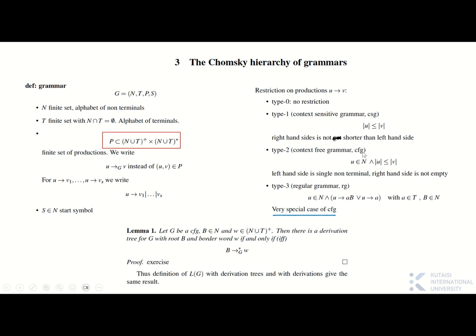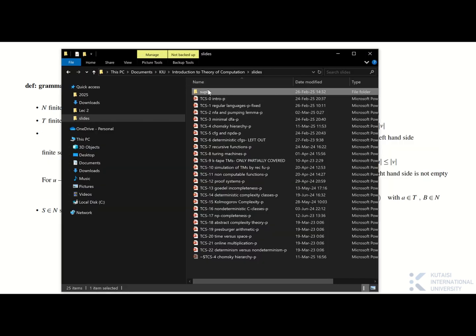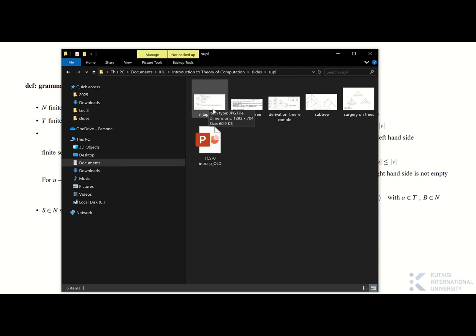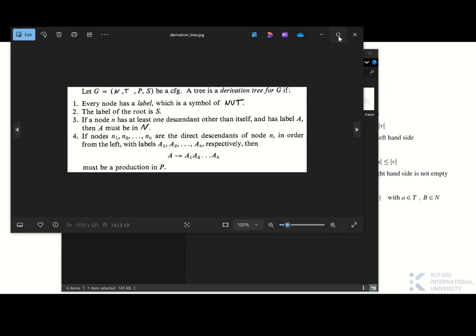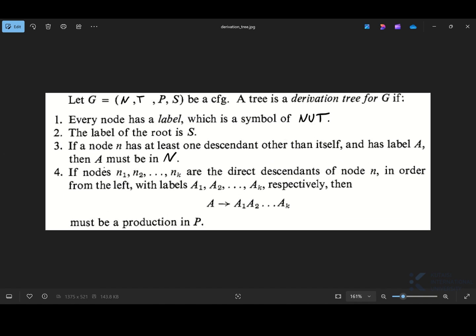A context-free grammar, CFG, is something where you have one letter on the left and a non-empty string on the right. So let's look at what a derivation tree is. I took it from your textbook. By the way, we have basically two textbooks we're following: Hopcroft and Ullman, which is in your syllabus, like a Bible for this subject, and Michael Sipser, which is an MIT textbook. We'll follow these two. This is the derivation tree definition. I took it from Hopcroft and Ullman, and I just changed it to your notation.